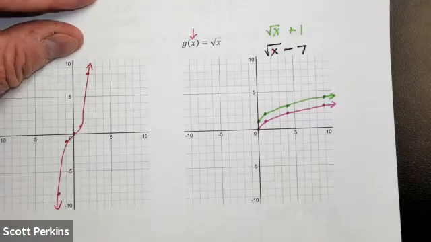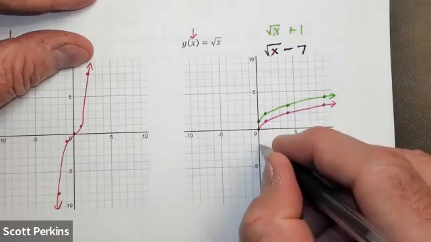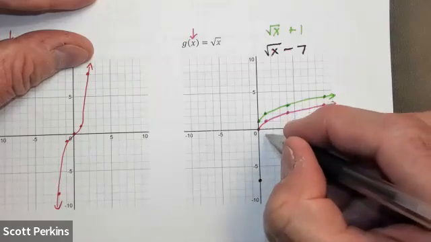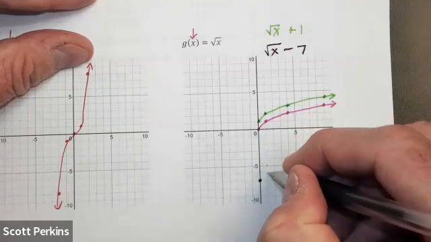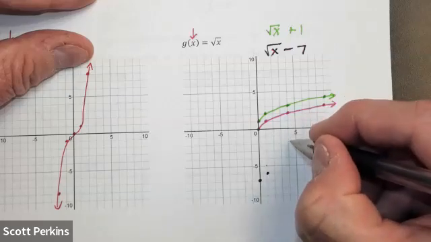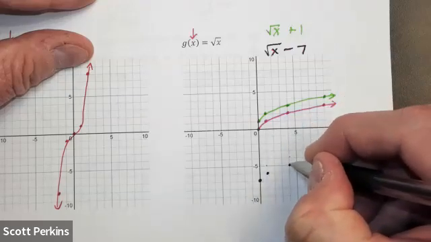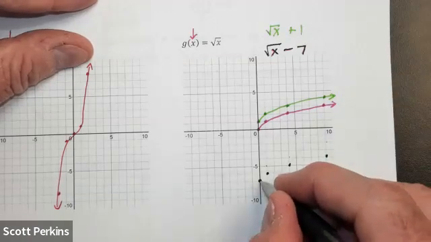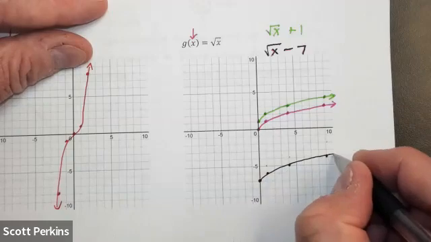Then if I do the same thing down 7, so I go 1, 2, 3, 4, 5, 6, 7 down, so right here, and then 1, 2, 3, 4, 5, 6, 7 down, and then lastly 3, 4, 5, 6, 7, and here's that graph of the square root of x -7.